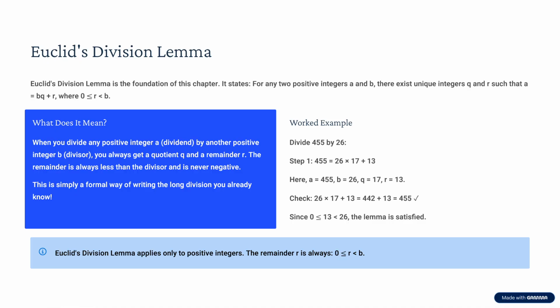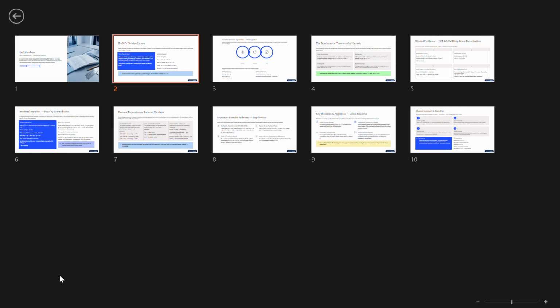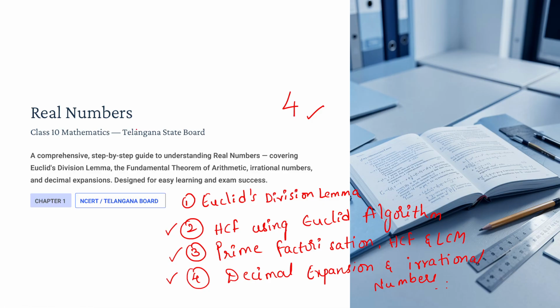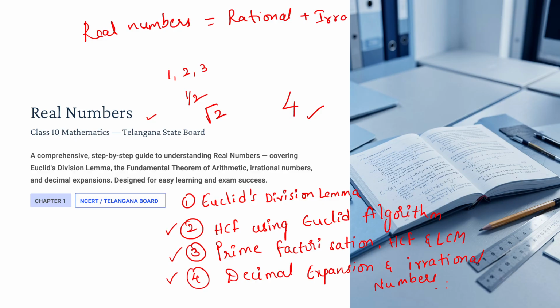First, what are real numbers? All numbers which we use in maths are called real numbers. For example, 1, 2, 3 and fractions like 1 by 2 and numbers like root 2, isn't it? So remember, real numbers is nothing but rational plus irrational. Clear?